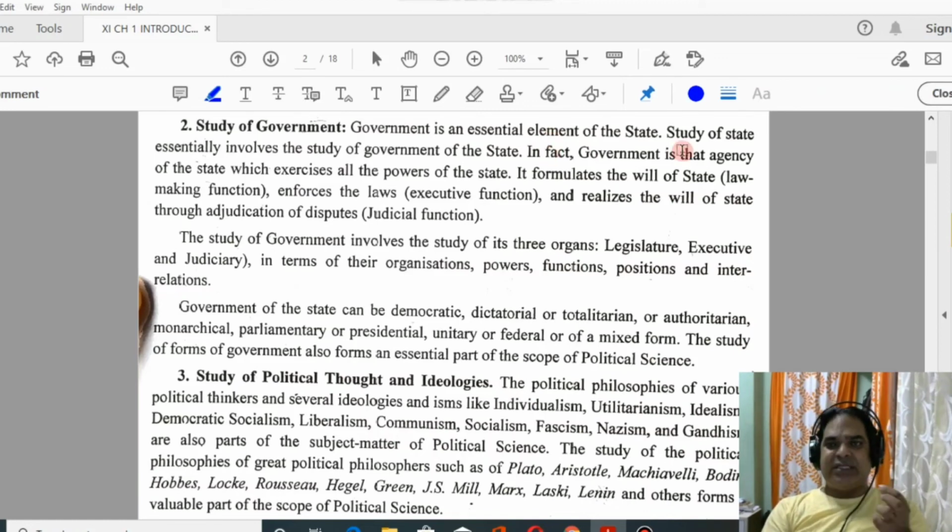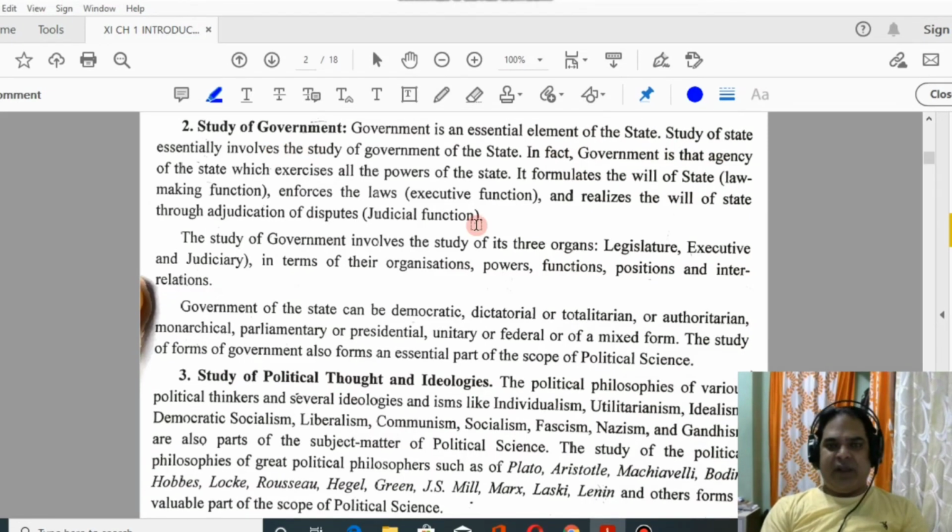Okay, so you can see a study of state essentially involves the study of government. So here it is very interesting and important for us to understand how and in what way the relationship is built between the state and the government. Okay, so what is government? Government formulates the will of the state.